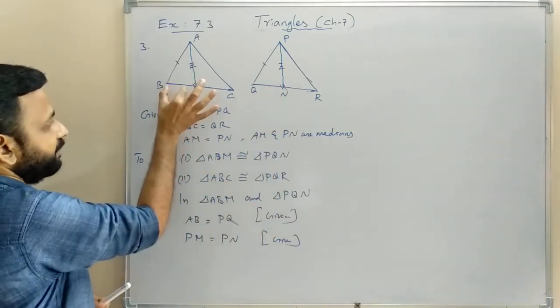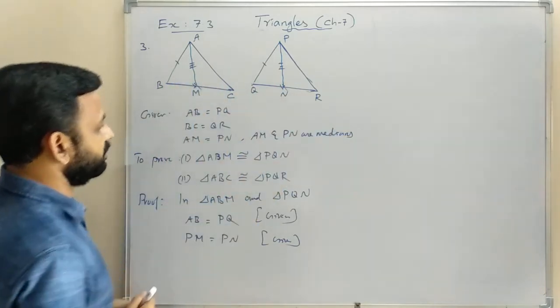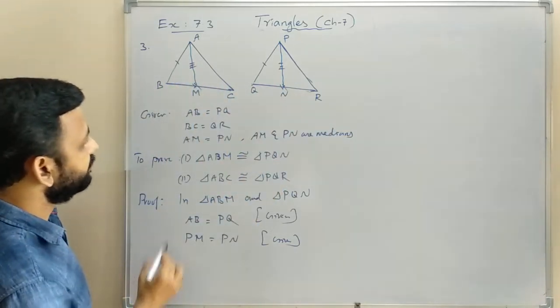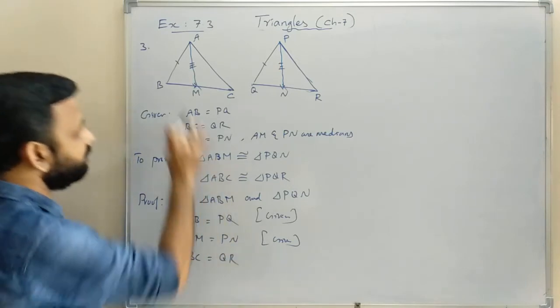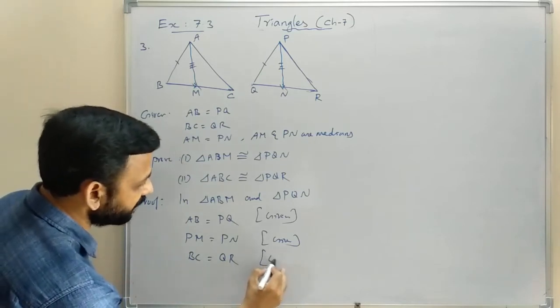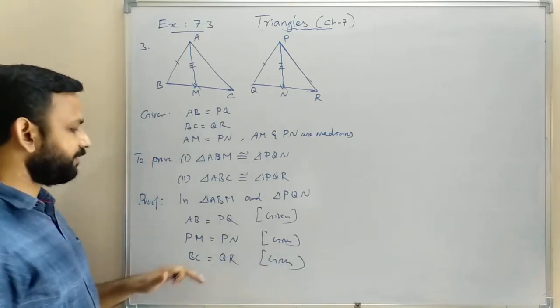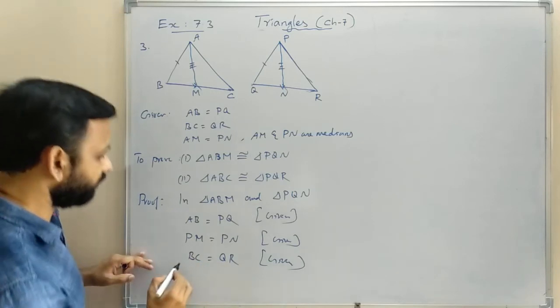But instead of BM equal to QN, we have BC equal to QR. So we will write BC equal to QR. BC is not a side of triangle ABM, but BC equal to QR is given. Now we can multiply both sides of this equation by 1 by 2.